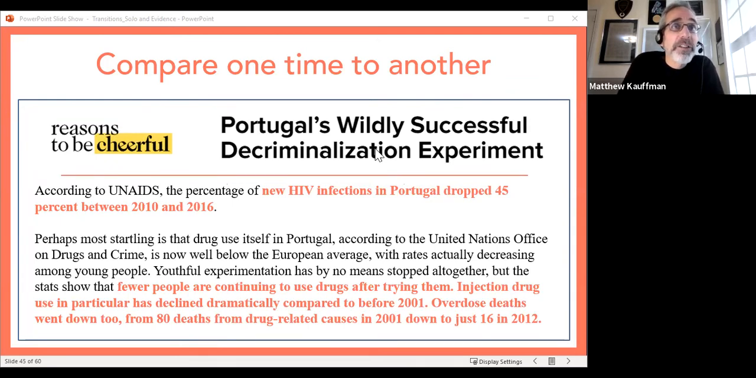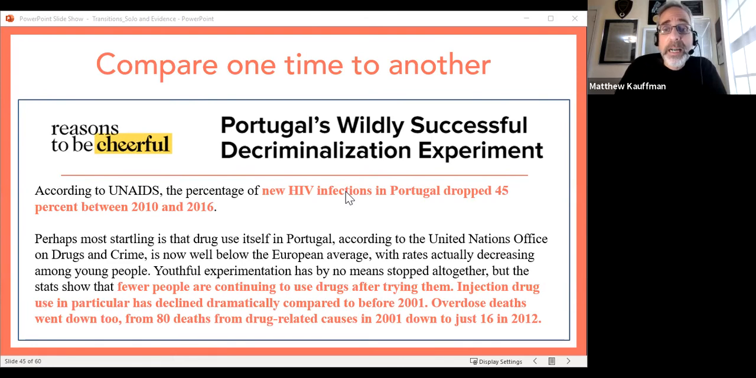Here's a story from Reasons to Be Cheerful, Portugal's widely successful decriminalization experiment. I don't know, it's like, oh, it was wildly successful. Is that overstating it? But nevertheless, they looked at what went on in 2010 and what went on in 2016, and it dropped 45%. So, strong evidence there showing after this went into effect, we saw an impact.